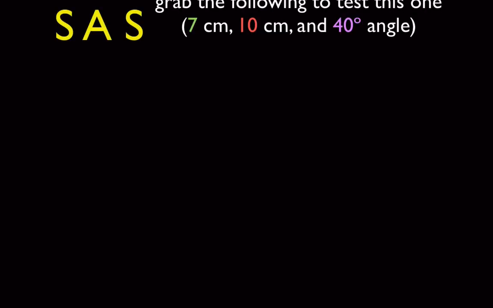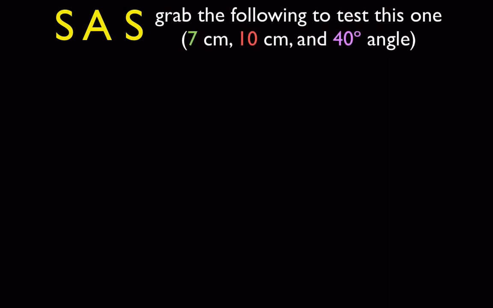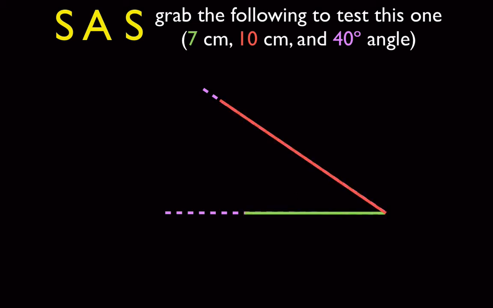Second, we're going to look at side, angle, side. For this one I said to use the 7 centimeter, the 10 centimeter, and the 40-degree angle, which is the narrower angle with the solid lines. So if I start off here, the angle has to be in between my sides, which means I have to have the 10 on one and the 7 on the other. I could switch them, but all that's going to really do is flip the triangle upside down.